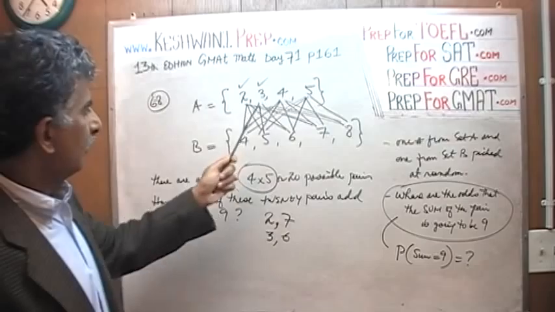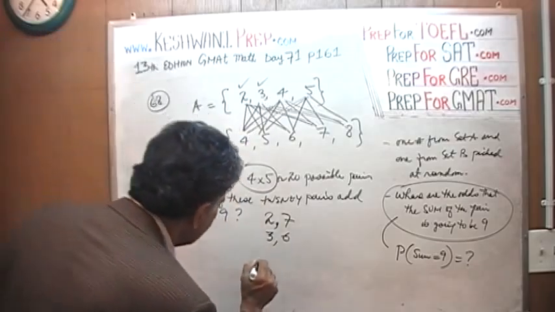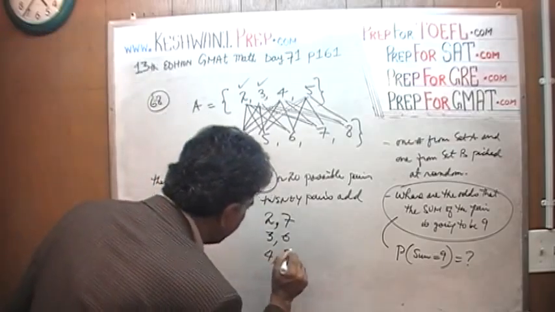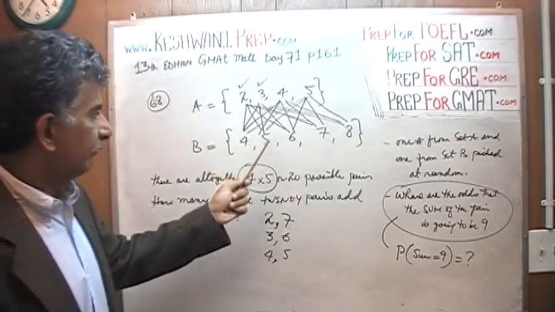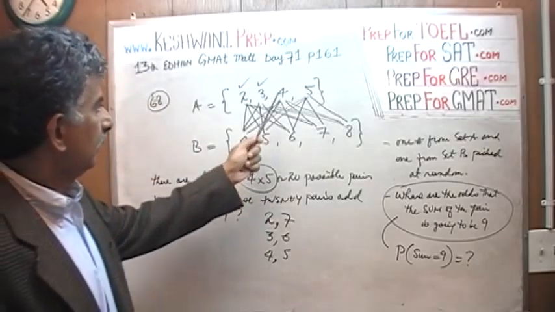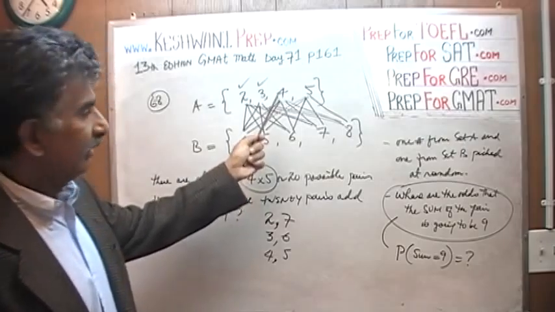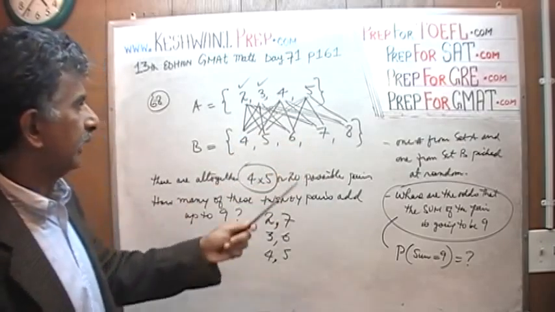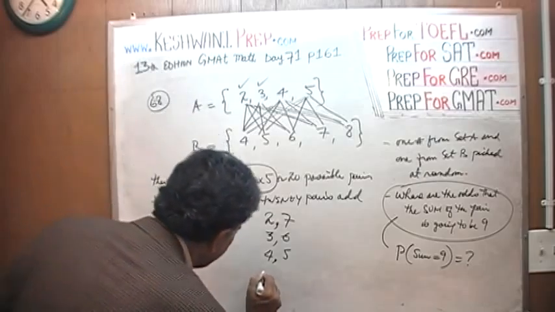Let's start with 4,4. 4,4 is 8. 4,5 adds up to 9. If you pick 4 from the first set and 5 from the second set, that will add up to 9. And once we have 4,5, there is no point in looking at 4,6, 4,7, and 4,8. They're going to be all more than 9. And then 5,4. Finally, 5,4.